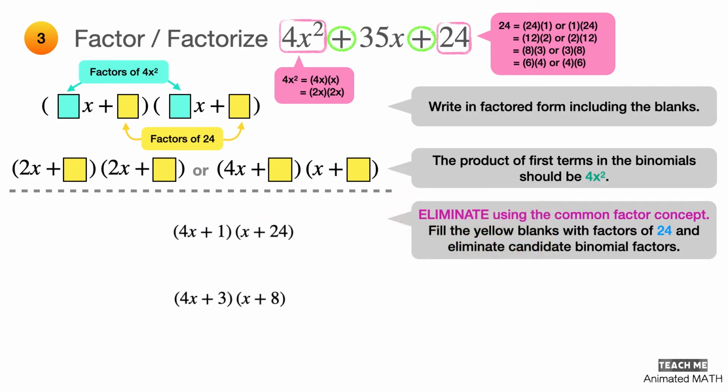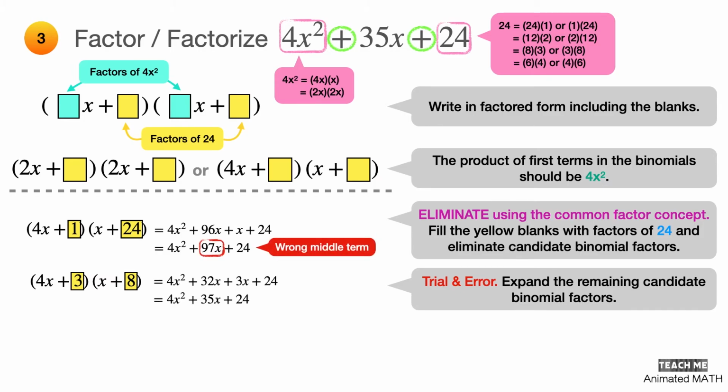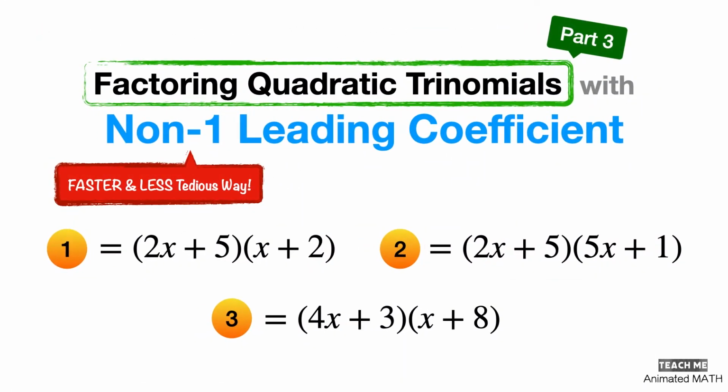Let's now use the trial and error method to expand the remaining candidate binomial factors. The product of the first candidate has a middle term of 97x. Incorrect. The product of the last candidate has a middle term of 35x, which is exactly what we are looking for. The final answer is 4x plus 3 times x plus 8. Now that is how you factor quadratic trinomials with non-1 leading coefficient much faster. And here is the answer key for this worksheet.